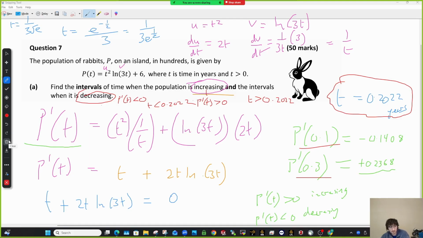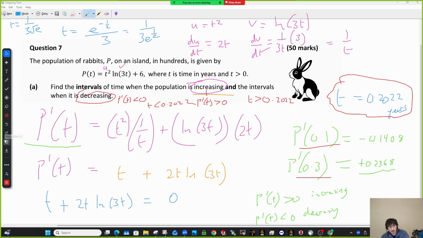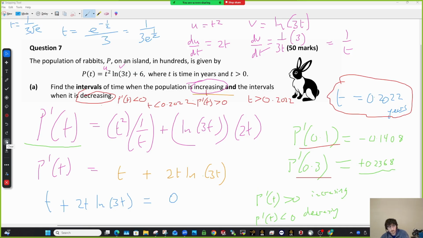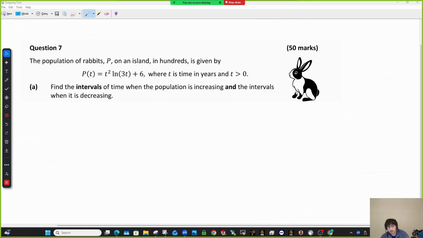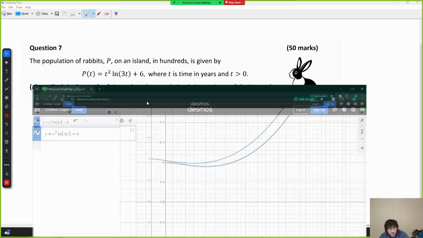Now, something that'll help here, I'm going to clear this away. I'm going to graph the rabbit population here in Desmos, so give me a second. Okay, so I've typed this into Desmos. You can see I've called y p and x t, so you can glance at that there. Let's make it full screen.